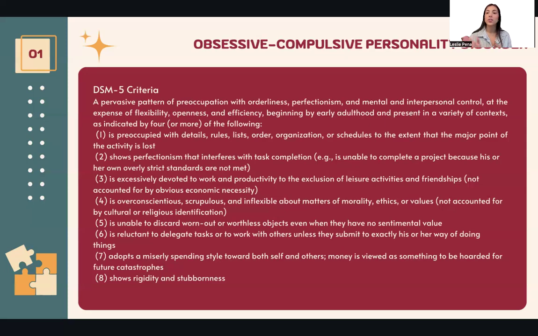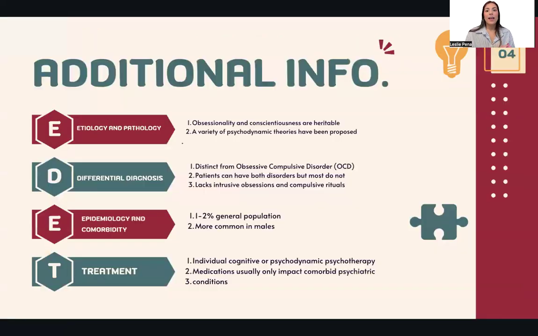to others because they're not doing it the way that they want it to be done, adopts a miserly spending style both toward self and others. Money is viewed as something to be hoarded for future catastrophes, and they show rigidness and stubbornness. Now, this is heritable. A variety of psychodynamic theories have been proposed. It's distinct from OCD, obsessive compulsive disorder.